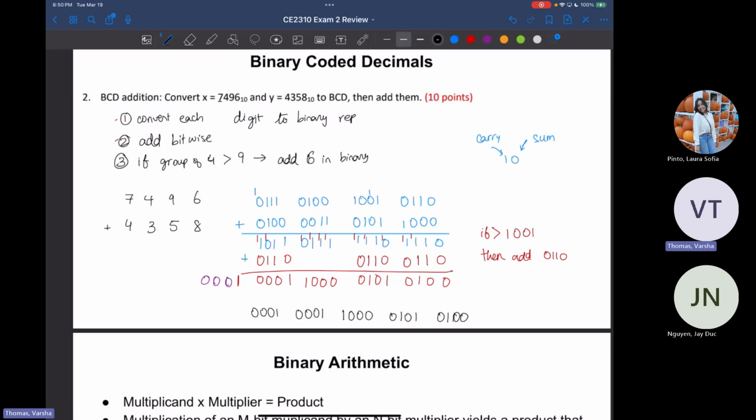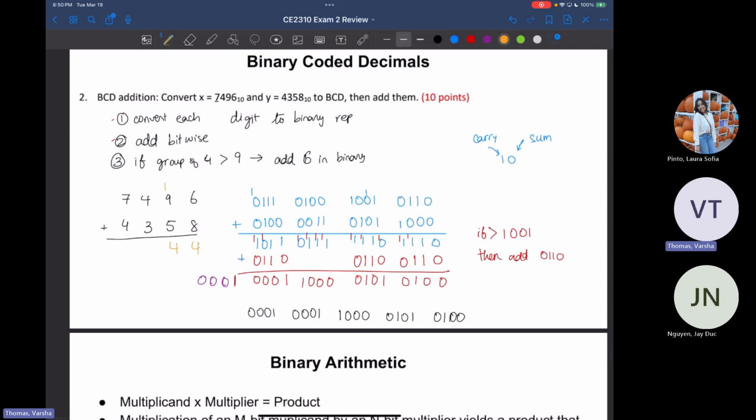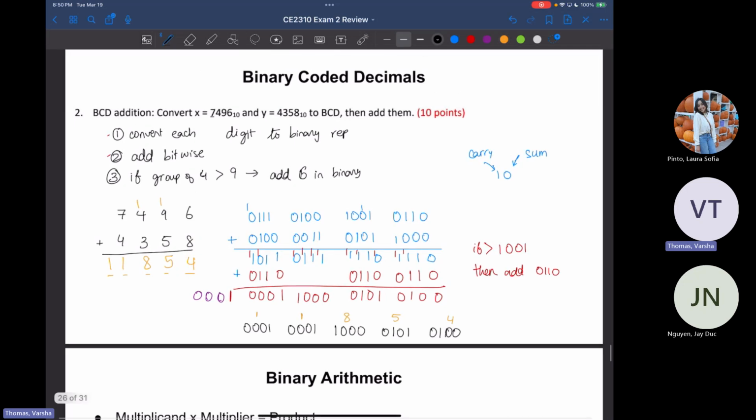The quick way to check if you've done this correctly is by adding this in decimal. So if I did 4 plus 1 plus 6 is 14, this is 15. 5, 3, 8, this is 11. So these numbers exactly have to match up to the ones that you've got here. So this value is 1 in decimal, this is 8, this is 5, and this is 4. So that's how you know you've completed your BCD addition correctly.